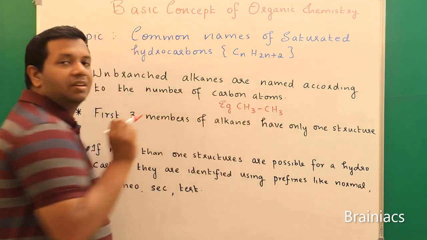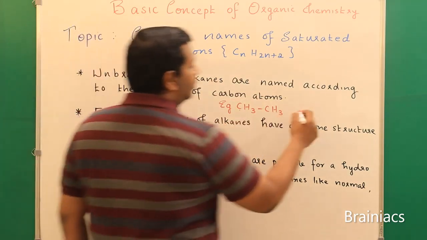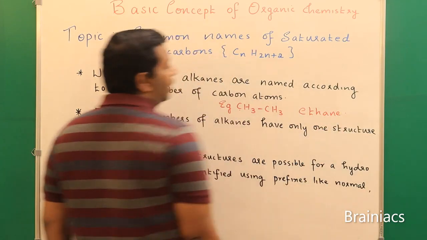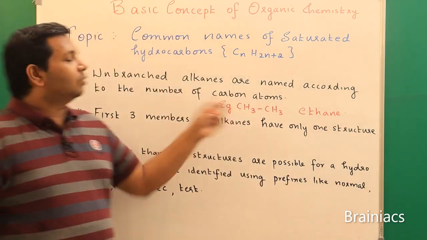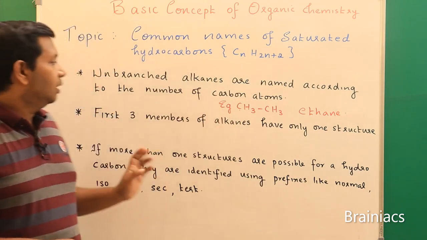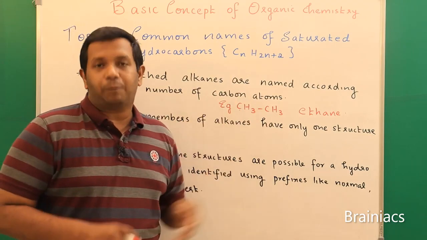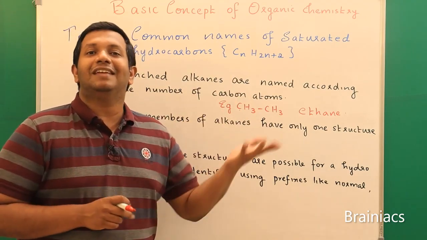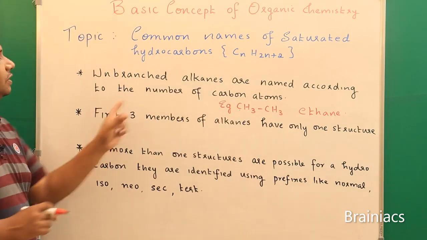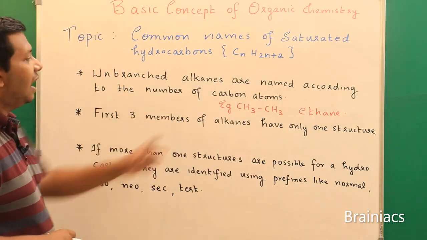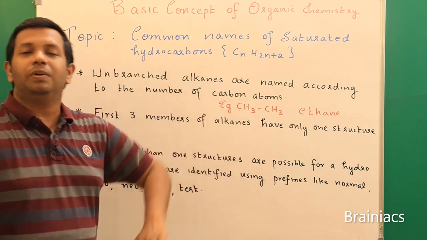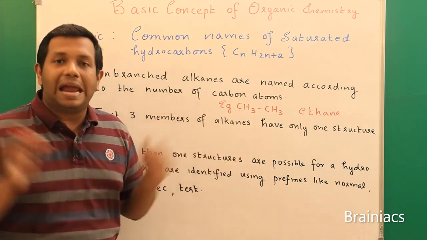There are two carbon atoms. So what is the term? It will be ethane. And if it is only one, then we say methane. If it is three, we will say propane. If you see this, these names are very similar to your IUPAC names. That's why we say the first three members of alkanes have only one structure. In that case, their IUPAC names and common names are identical.